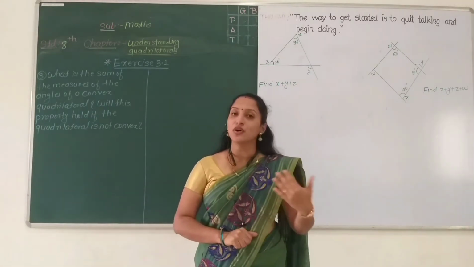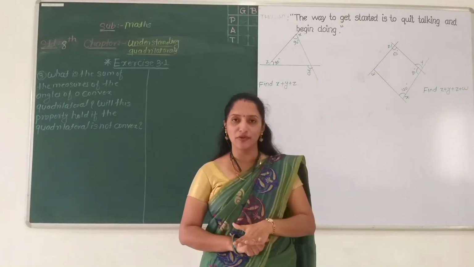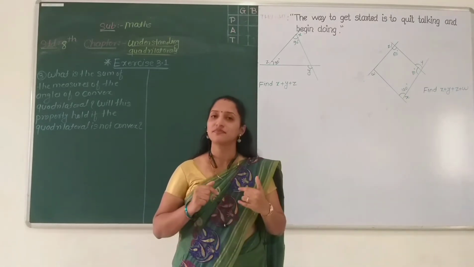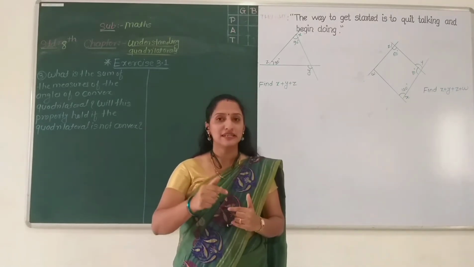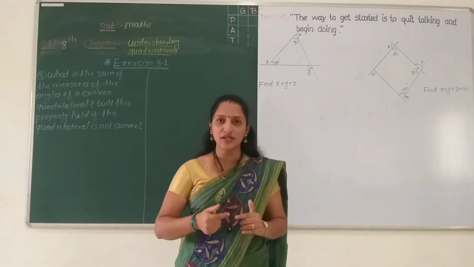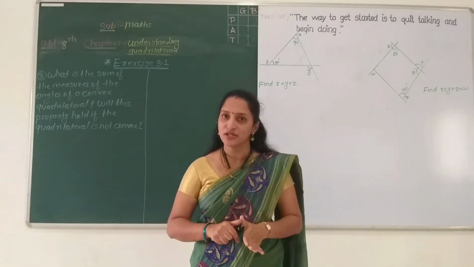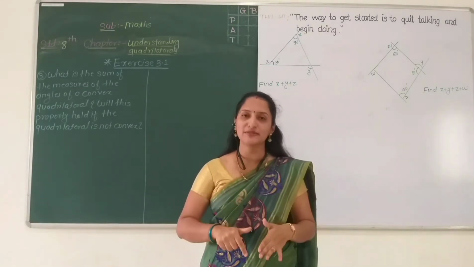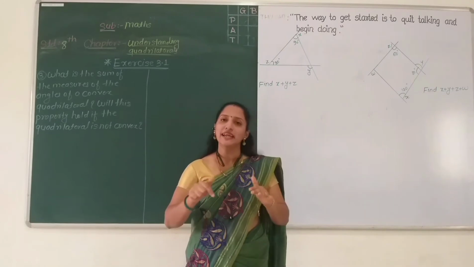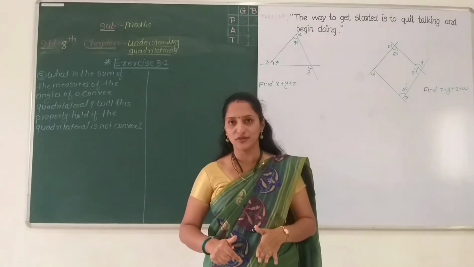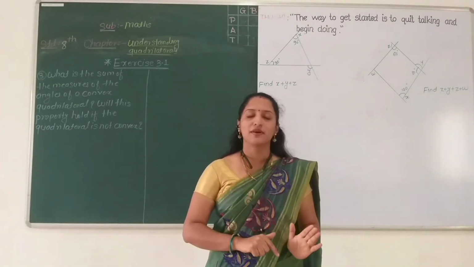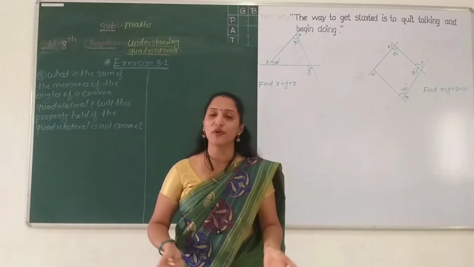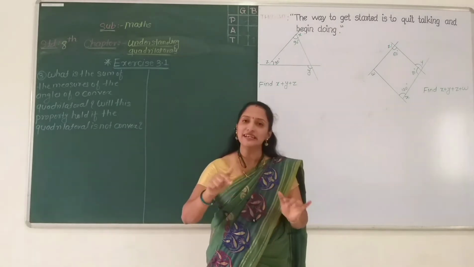Also we have learned convex polygon and concave polygon. What is the basic difference between these two types? A convex polygon contains all its diagonals in the interior part. So the diagonals of a convex polygon lie only in the interior part of that polygon.